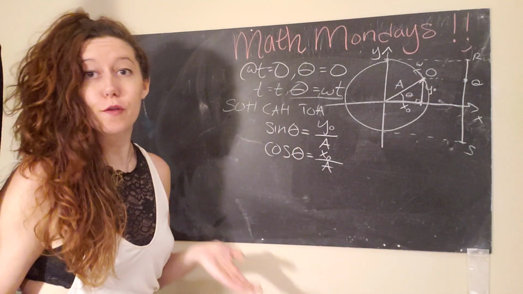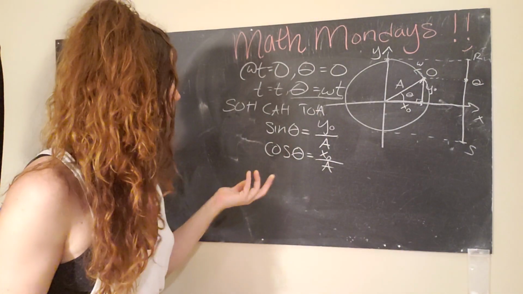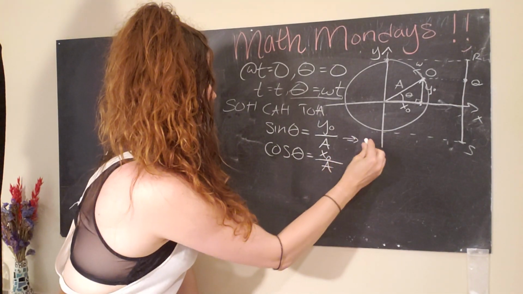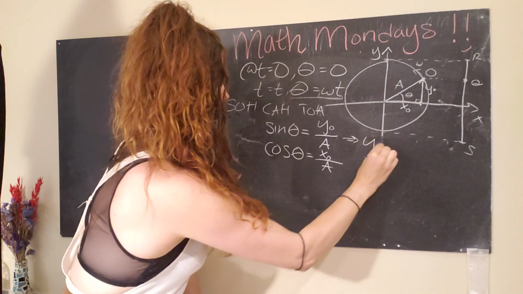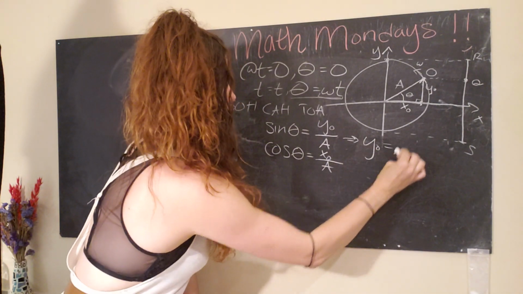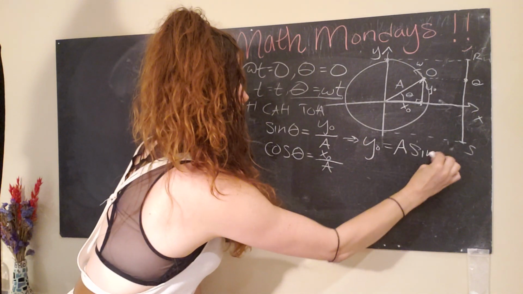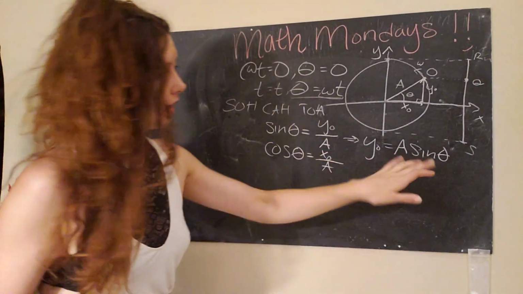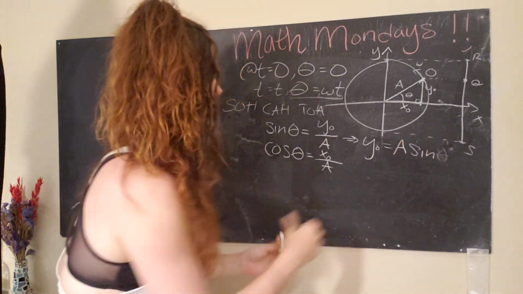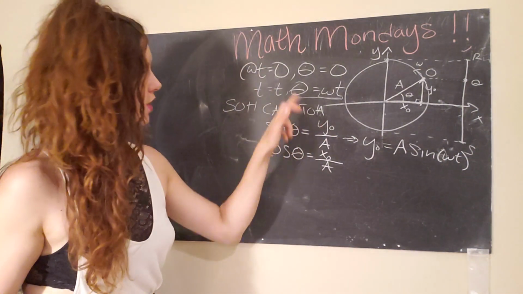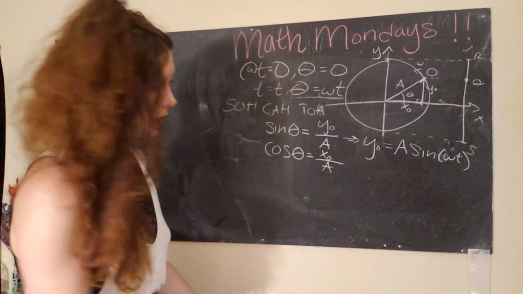So to solve for the x and y coordinates of our particle, all we have to do is solve for x and y here. So the y coordinate of our particle for any time t becomes a times sine of theta, which, remember, we know that theta is equal to the angular velocity times time. So we're going to replace theta with omega t because it's equivalent.